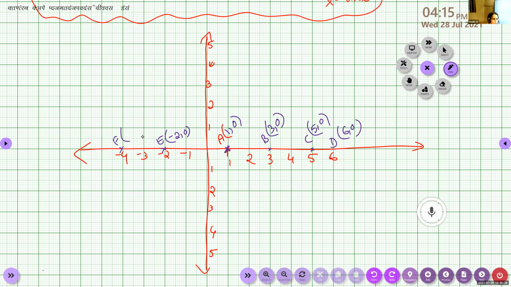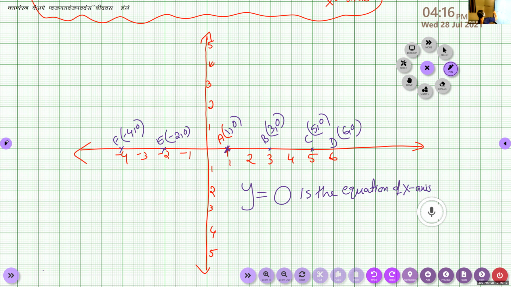Which coordinate is 0 for all points on the x-axis? The y-coordinate is 0. That is y equal to 0. Y equal to 0 represents which axis? The x-axis. Y equal to 0 represents the x-axis, or y equal to 0 is the equation of the x-axis. Very important point.